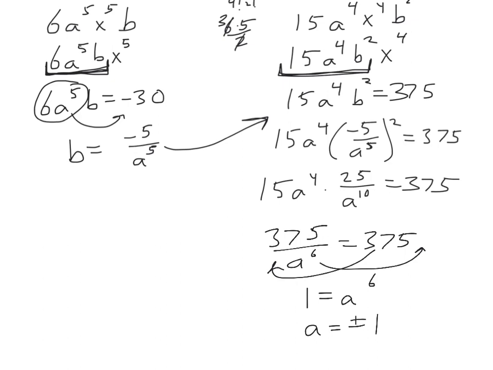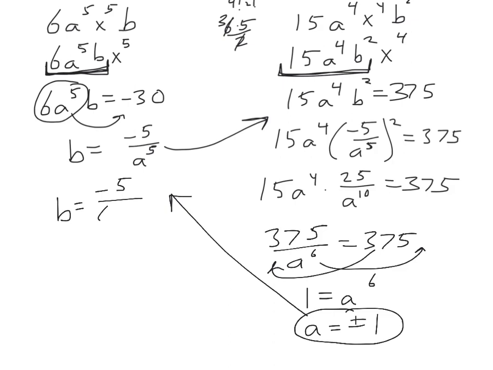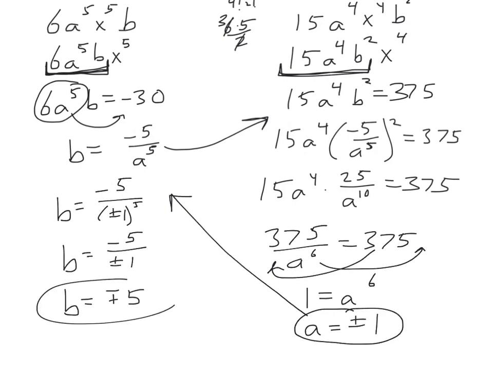Now that I've found these values, I can plug them back in over here and see what I wind up with, right? If I take b is negative 5 over plus or minus 1 to the 5th power, plus or minus 1 to the 5th power is still plus or minus 1. This gives me b is negative 5 over plus or minus 1, and so this is going to end up giving me minus or plus 5. Oops, that was supposed to be a 5. Minus or plus 5. And those are our solutions. These are the values that allow us to get those things back to the beginning.